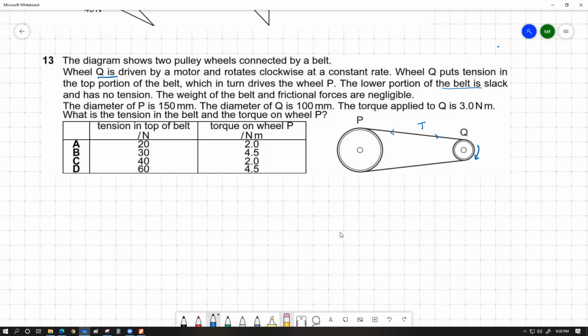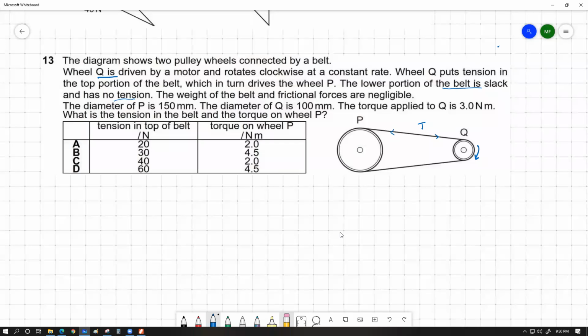The lower portion of the belt is slack and has no tension. তার মানে এই পার্টে কোনো রকম ফোর্স নাই. তার মানে এদের মধ্যে যা ফোর্স ট্রান্সফার হচ্ছে বা মোমেন্ট ট্রান্সফার হচ্ছে or energy transfer হচ্ছে, however you put it, this all is happening because of the top portion. The lower portion is perfectly slack. The weight of the belt and the frictional forces are negligible.